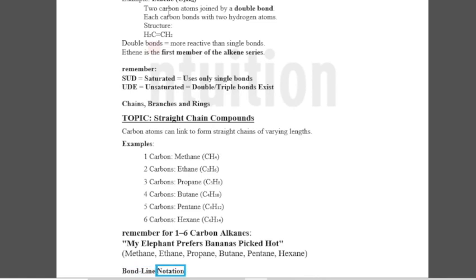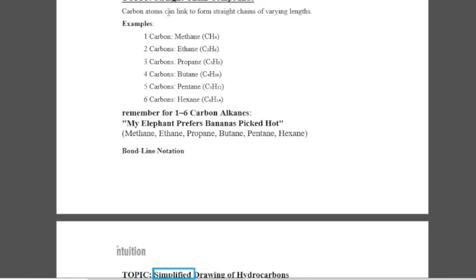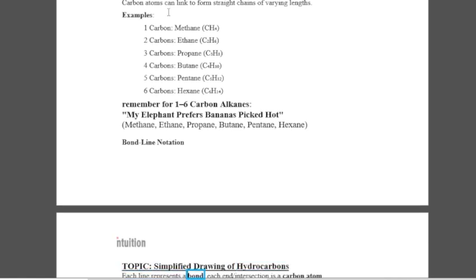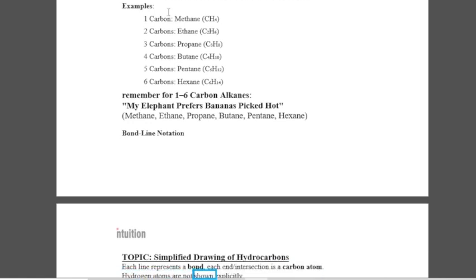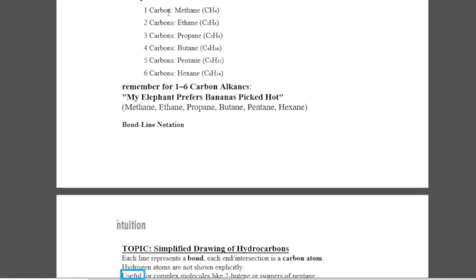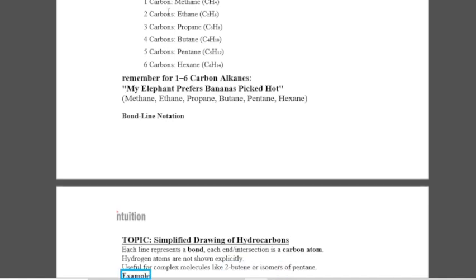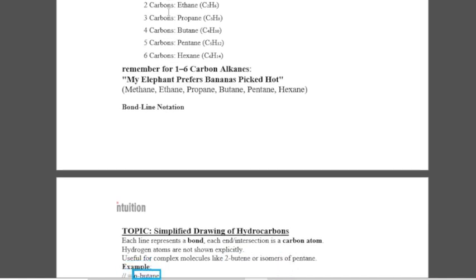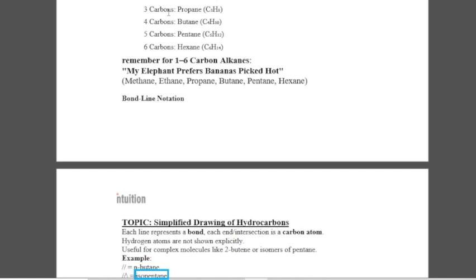Bond line notation. Topic: simplified drawing of hydrocarbons. Each line represents a bond. Each end and intersection is a carbon atom. Hydrogen atoms are not shown explicitly. Useful for complex molecules like 2-butane or isomers of pentane. Example: a zigzag line equals n-butane, a branched line equals isopentane.